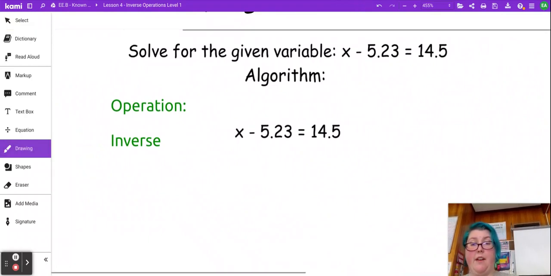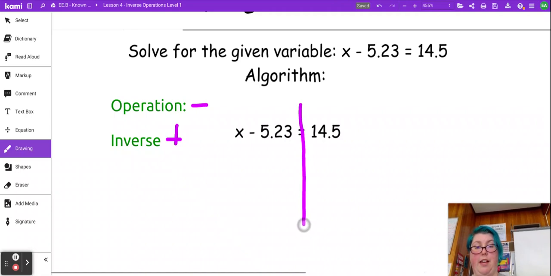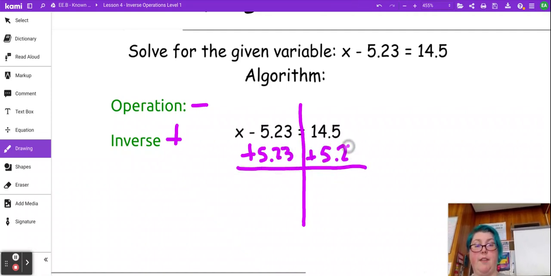All right, so now let's look at our other equation. Now we have subtraction as our operation. The inverse we know is addition. Same process. Draw the line down the equals. We are going to do the inverse, so plus 5.23 on the left. What we do to the left, we do to the right. You'll notice my decimals aren't lined up. That's okay, because I know that 14.5 plus 5.23 will give us 19.73.